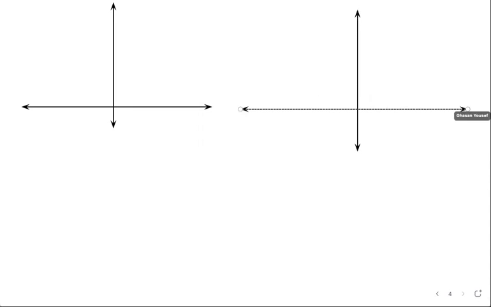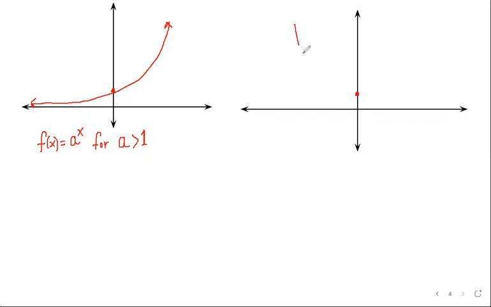Okay, so it will be something like that. Here for f of x equal a to the x. Again, a is any number greater than 1, like 2, 3, 4, 5, 6, and it's going to be something like this.